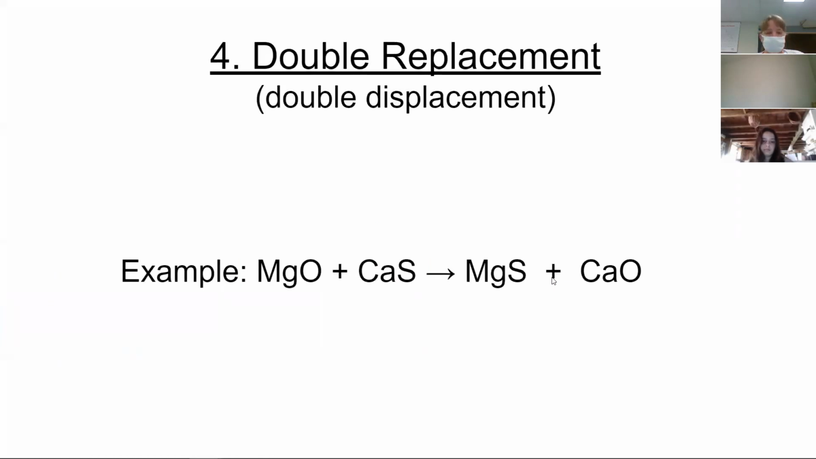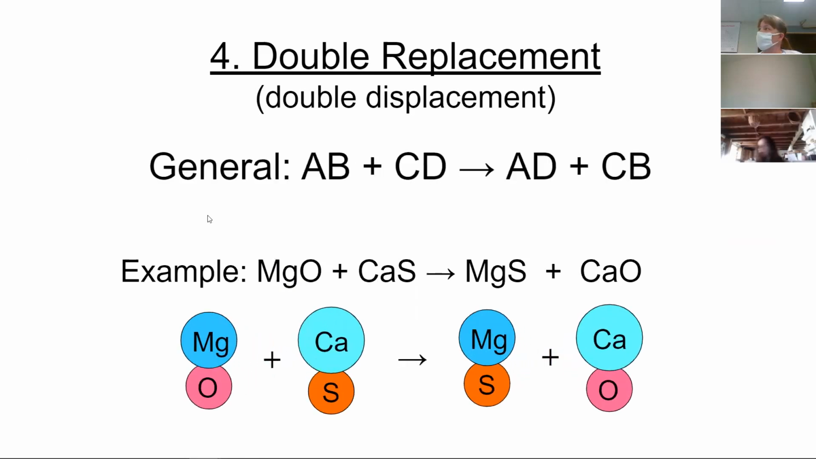Double replacement has all compounds. So if you don't see any elements, meaning there is nothing by itself in terms of element symbols, and you have 2 or more things joined together on every piece, then you are talking about double replacement. So all compounds: compound plus compound produces compound plus compound.